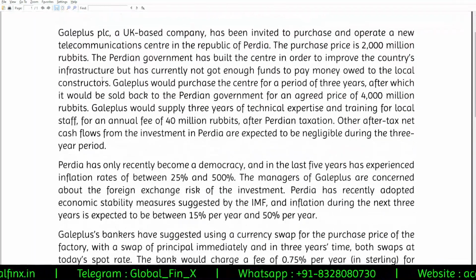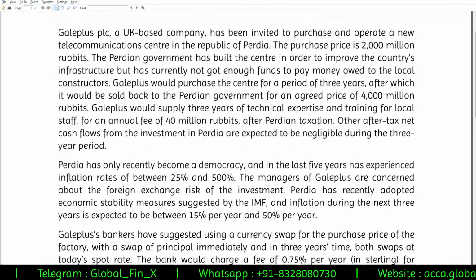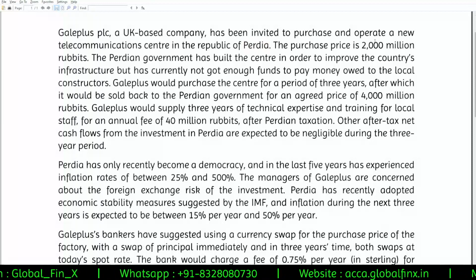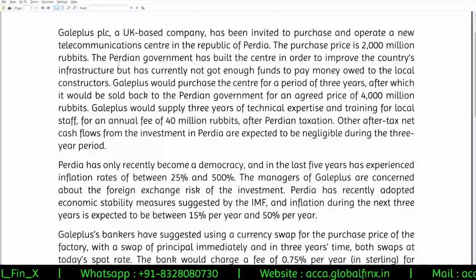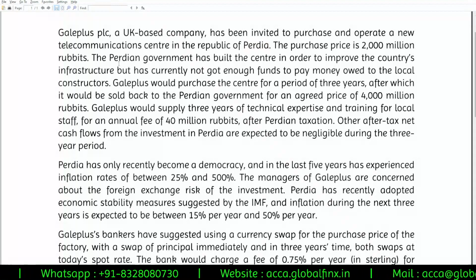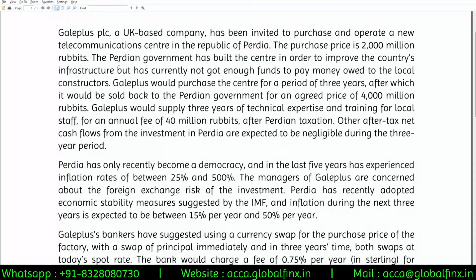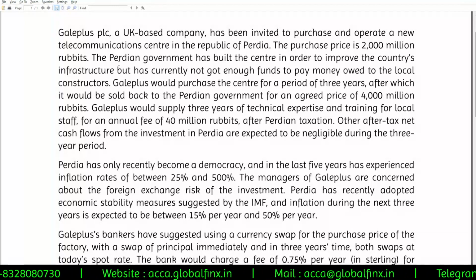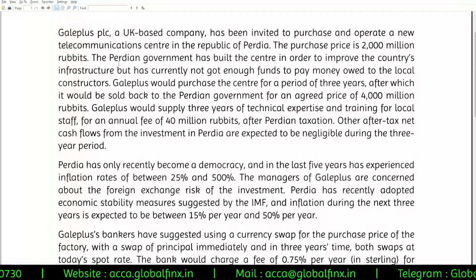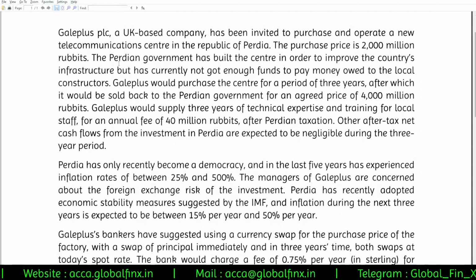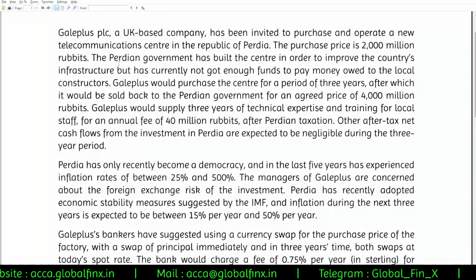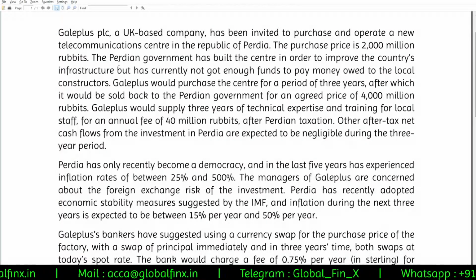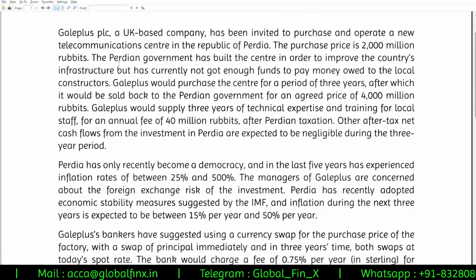Galeplus PLC, a UK based company, has been invited to purchase and operate a new telecommunications center in the Republic of Perdia. The purchase price is 2000 million rubits. The Perdian government has built the center in order to improve the country's infrastructure but has currently not got enough funds to pay money owed to the local constructors. Galeplus would purchase the center for a period of 3 years, after which it would be sold back to the Perdian government for an agreed price of 4000 million rubits. Galeplus would supply 3 years of technical expertise and training for the local staff for an annual fee of 40 million rubits after Perdian taxation. Other after-tax net cash flows from the investment in Perdia are expected to be negligible during the 3-year period.